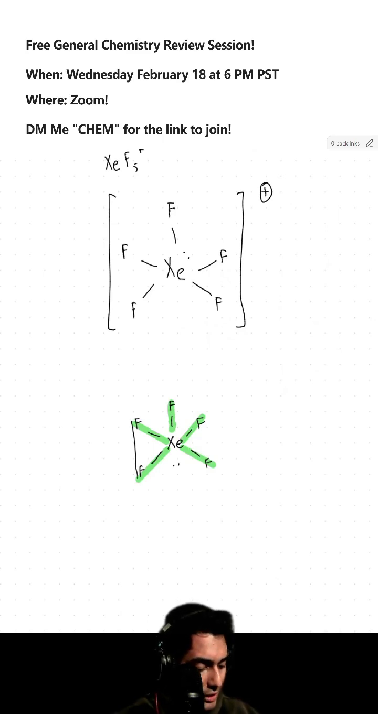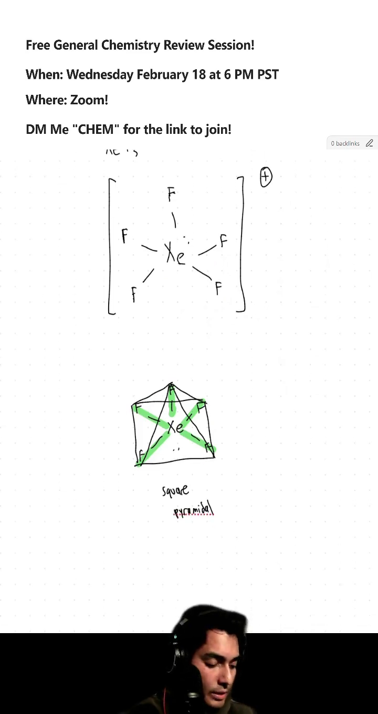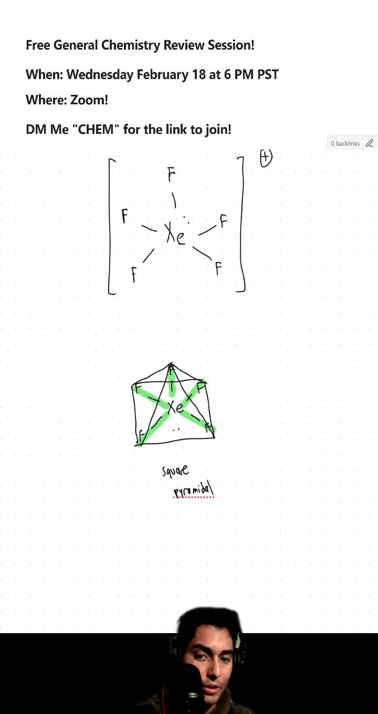So this is kind of like a square pyramid. The name of this shape, in the molecular geometry, is called square pyramidal. Square pyramidal. Okay. It's not a platonic solid. The other ones are platonic solids though.